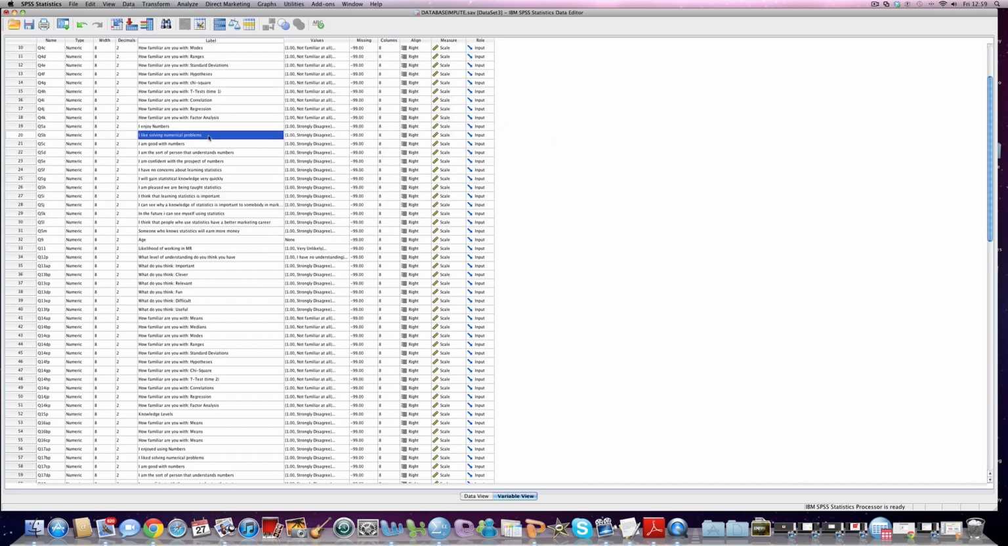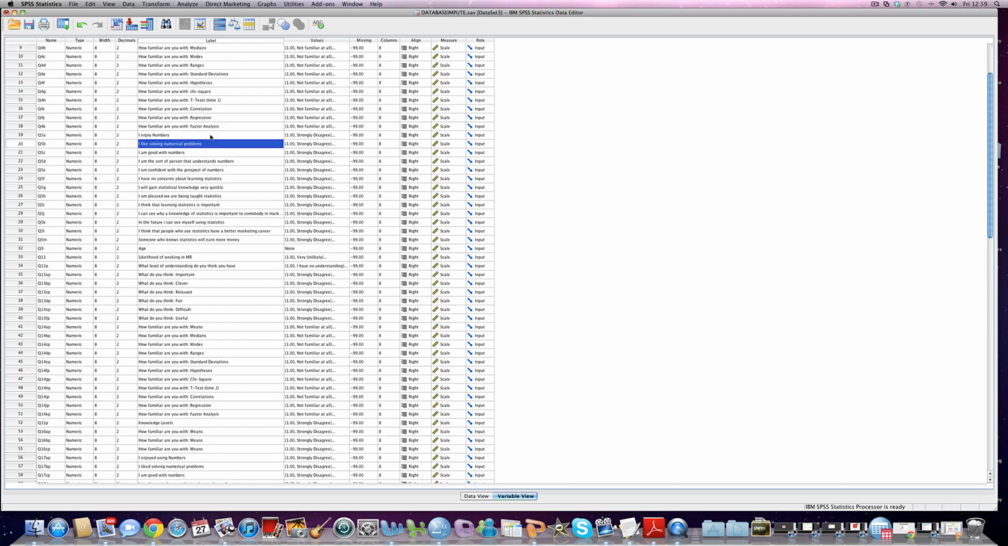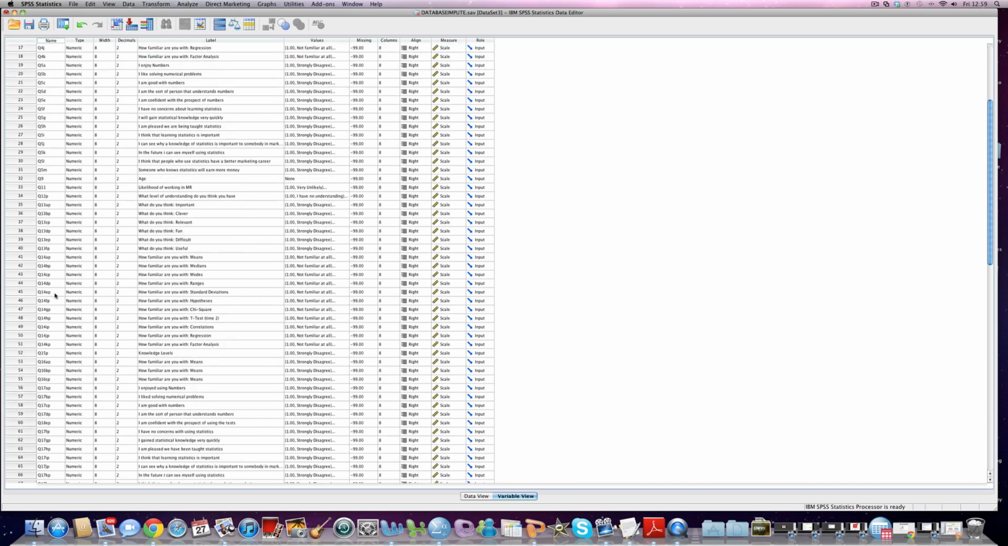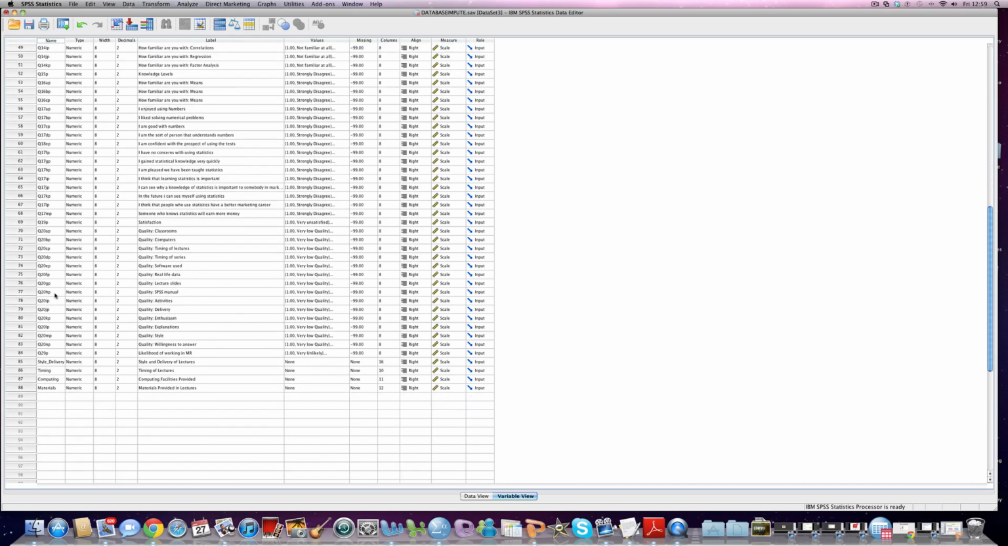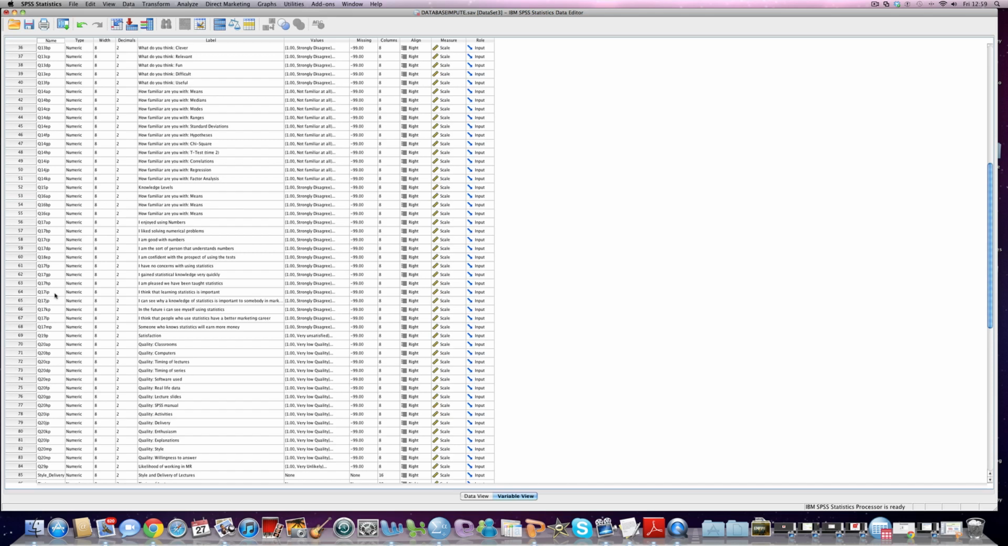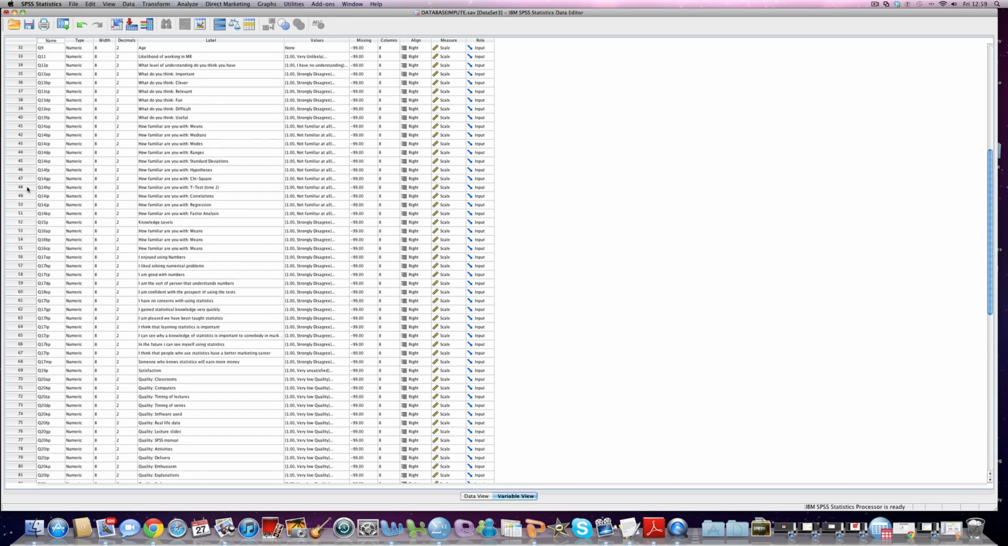For the question that's been posed in this particular example, we're interested in question 4H, how familiar are you with t-test at time 1? And question 14HP, how familiar are you with t-test at time 2?